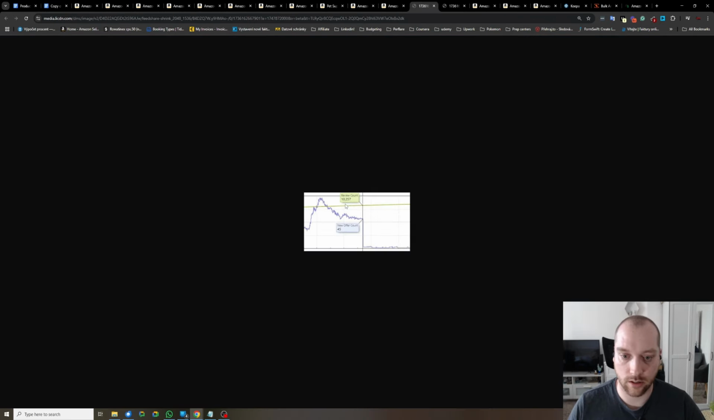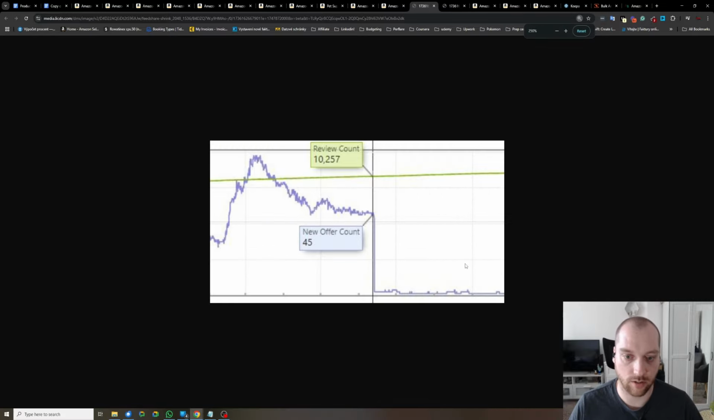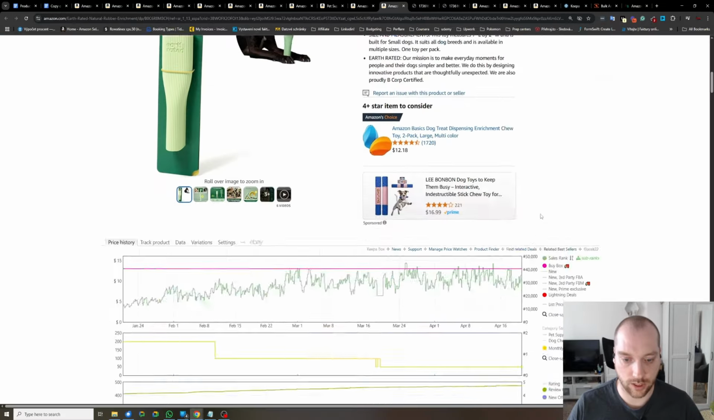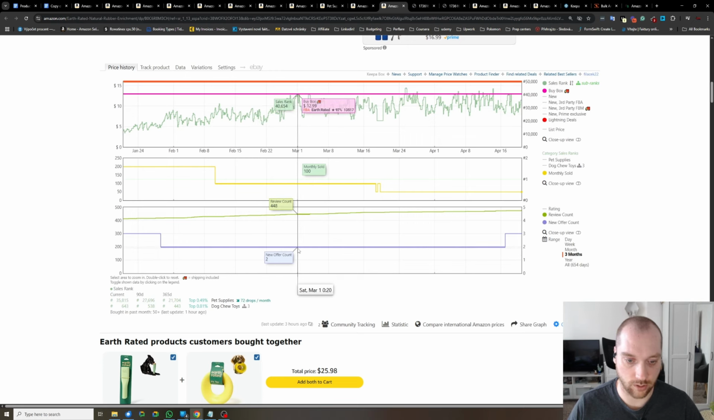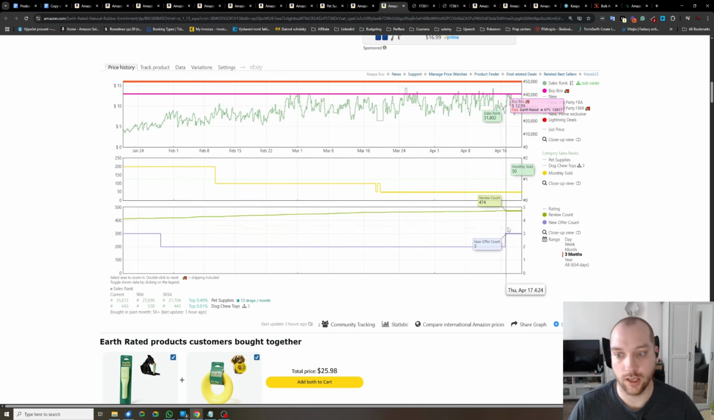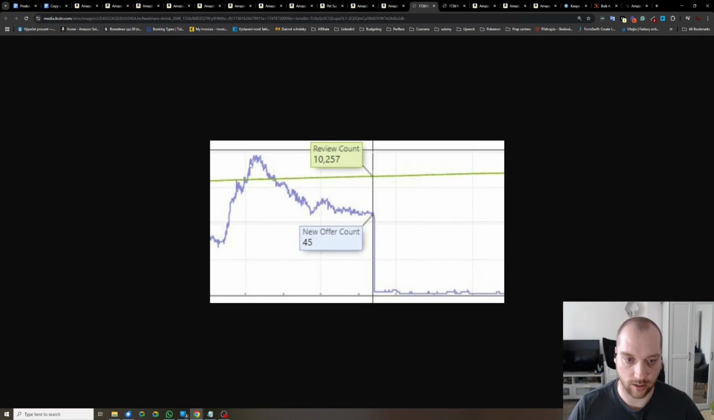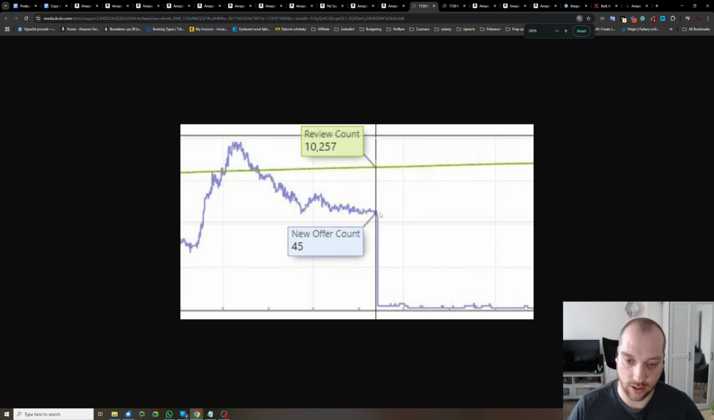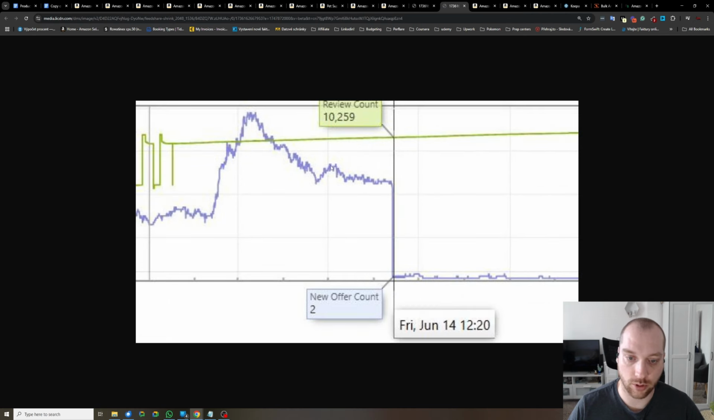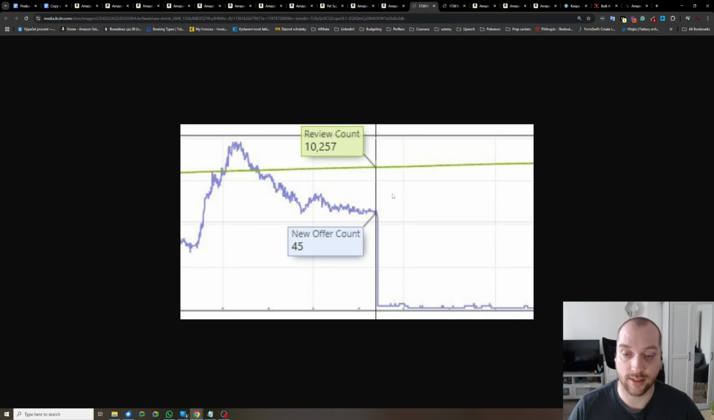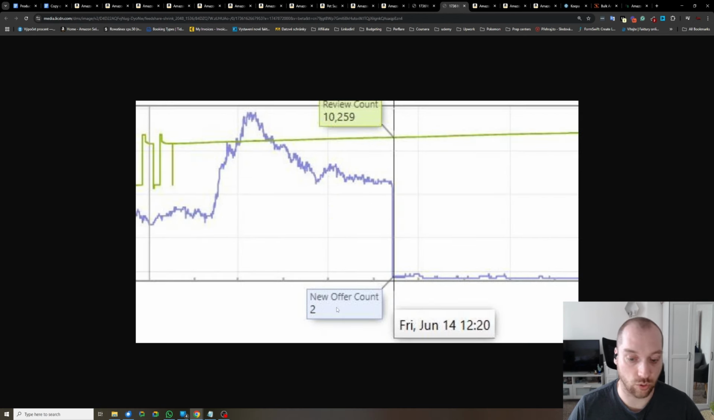Another one would be these two screenshots I have here. At the bottom Keepa graph, the chart, we have the new offer count, which is again number of sellers, and sometimes you'll see something like this. At this point, there were 45 sellers. You can see the graphing here, and then all of a sudden there's this sharp drop to the bottom. And it basically dropped to number 2, meaning from 45 active sellers, immediately dropped to 2 sellers.